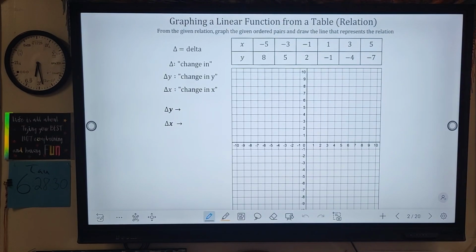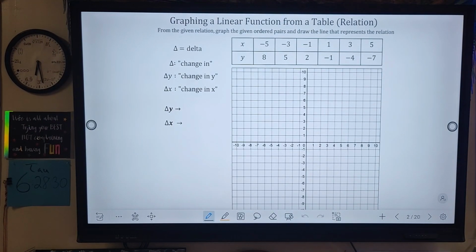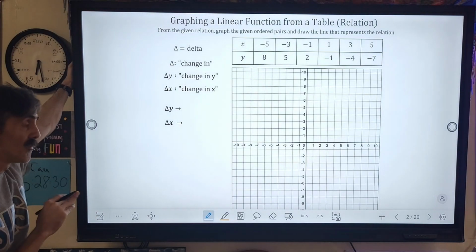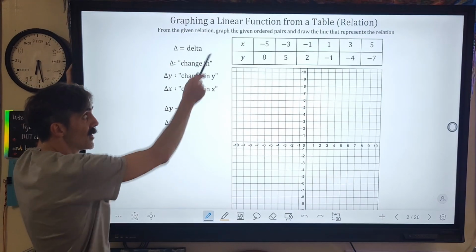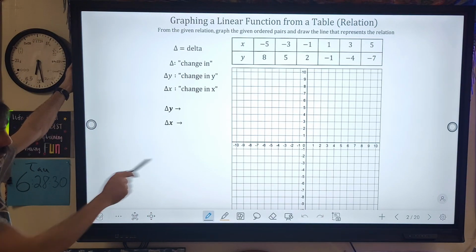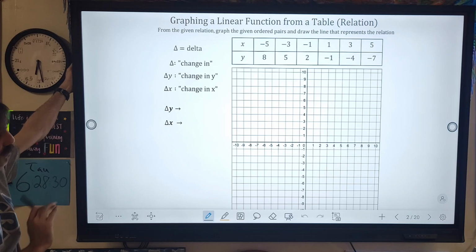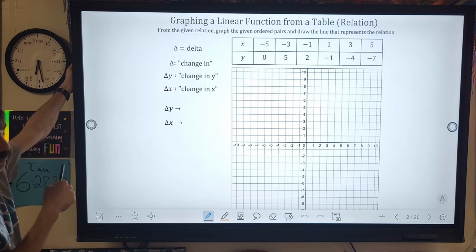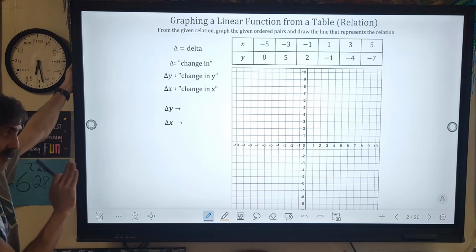All right, so we're on to video number 1, and for this video what we're going to do is look at this relation that we have, which is this table. It's the relation between the x-coordinate and the y-coordinate. We're going to plot those ordered pairs, which are going to be coordinates on this graph, plot points. And then we're going to notice the change in the values as they go left to right. That's how we want to read a graph, from left to right.